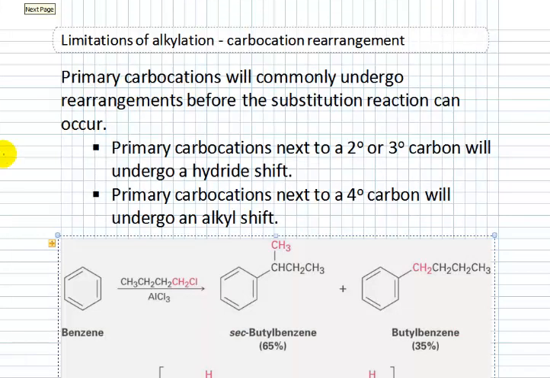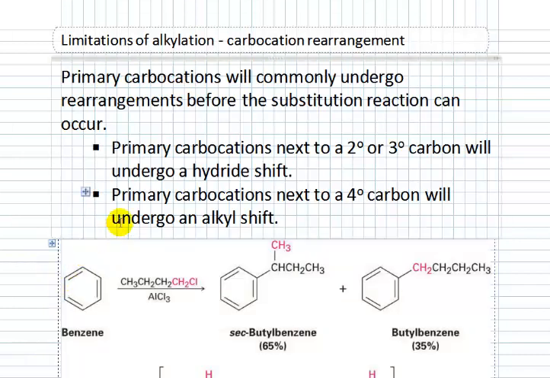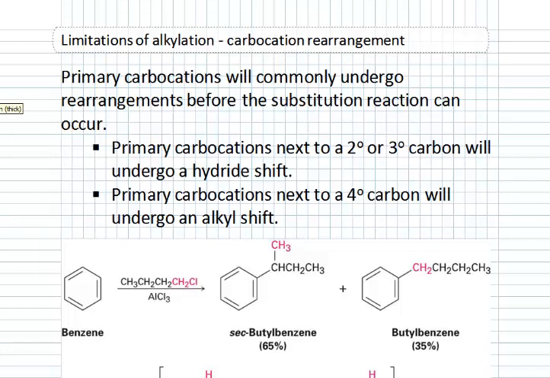So what else? Here's the big limitation for Friedel-Crafts alkylation. Since it's a regular plain old alkyl carbocation that we've formed, those carbocations are subject to the same sort of rearrangements that we've seen carbocations do before. If it's a primary carbocation, it will almost undoubtedly and reliably do some type of rearrangement even before the substitution happens. If I have a primary carbocation next to a secondary or tertiary carbon, it'll undergo a hydride shift. Just to remind ourselves what that is.